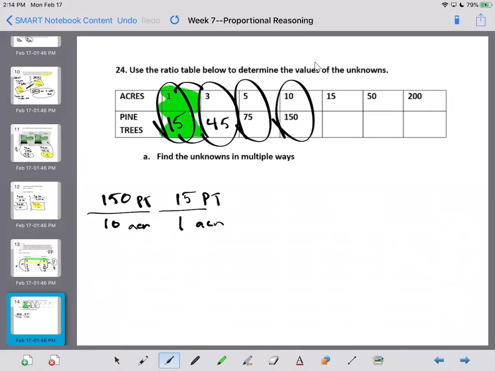So how could I use my unit rate to figure out 15? Well, 1 multiplied by 15 is 15. 15 multiplied by the same amount of 15 gives me what, 225? So you can use the unit rate to figure that out.